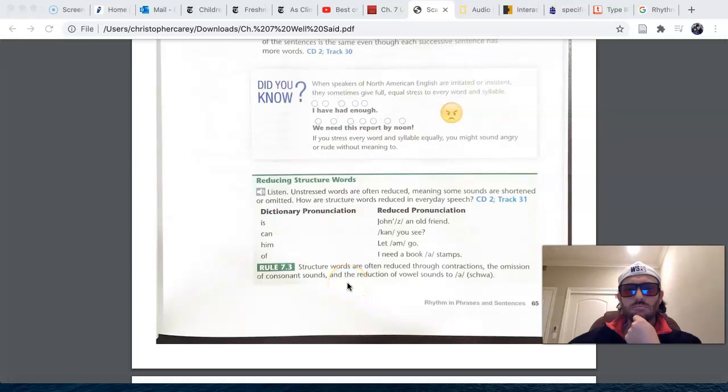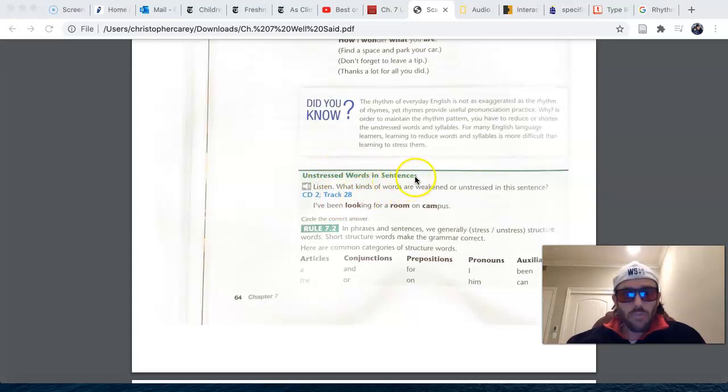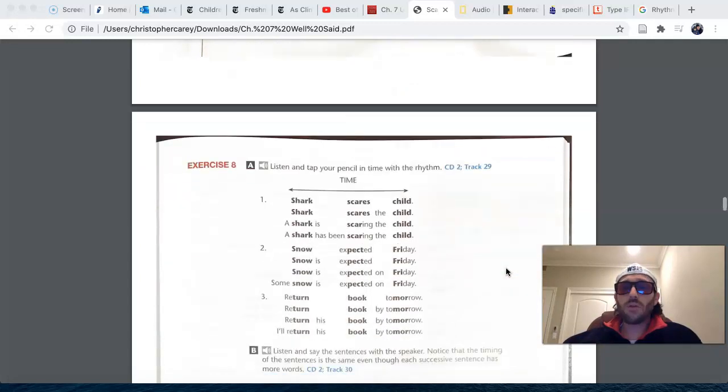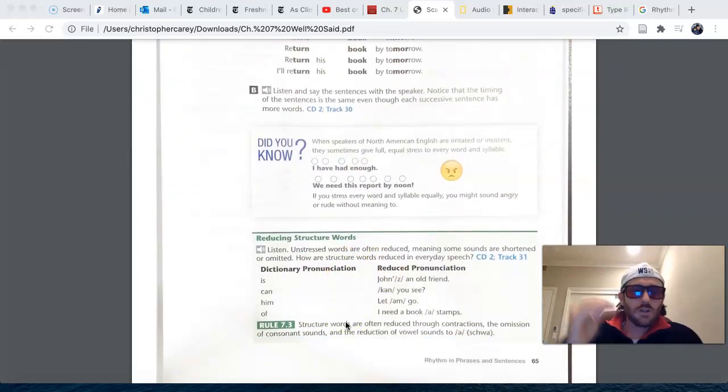All right, everybody, welcome back to Chapter 7, focusing on rhythm in phrases and sentences. Here we're looking at how to pronounce unstressed or reduced structure words in English. We've talked about what those unstressed words are, right? That they are indeed function or structure words. Those are unstressed or reduced. So we talked about what words are unstressed. Now we're going to talk about how to pronounce those, right? How do we pronounce those in English in reduction?